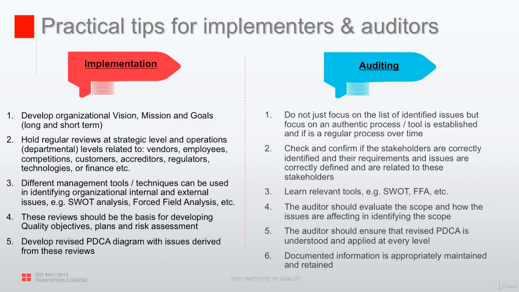Fourth, the auditor should evaluate the scope and confirm whether the issues are properly identified through some reliable process, and also verify how the issues are affecting the identification of the scope. Fifth, the auditor should ensure that revised PDCA is correctly understood and correctly applied at every level. And sixth, documented information is appropriately maintained and retained, which is relevant to the context of the organization.